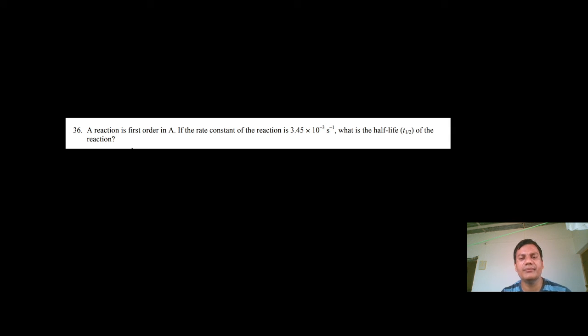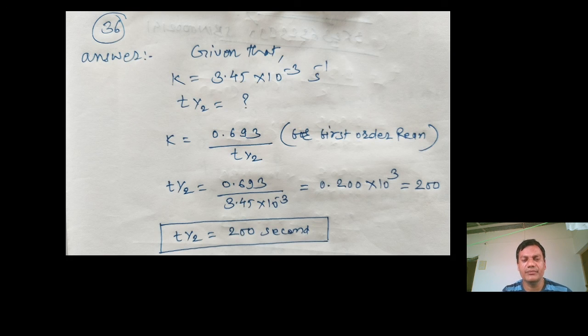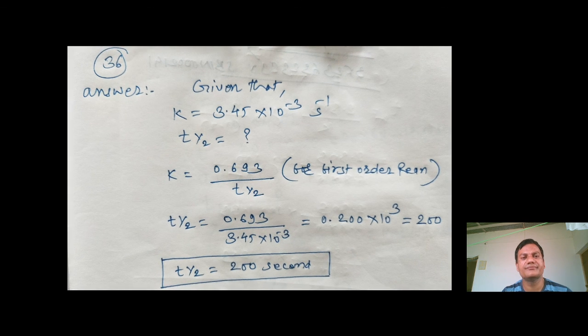For a first order reaction, we know the half life equation, that is the relationship between the half life period and the first order rate constant. Given that K is 3.45 into 10 raised to minus 3, we have to determine t half. The simple equation for first order kinetics is K equal to 0.693 by t half. So t half is equal to 0.693 by K. K is given, so we substitute it here and calculate. So t half is equal to 0.200 into 10 raised to 3, that is nothing but 200. Always write the unit for the half life period because it is also important. So t half is equal to 200 seconds.